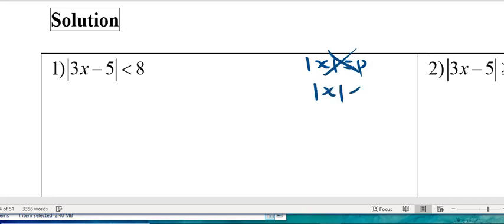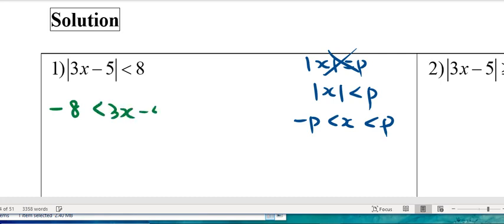The second one is less than p. Less than p means that you will have in between negative p and p, right? So what will be your answer for this? It will be within negative 8 and positive 8. Okay, so as usual, simplify it.